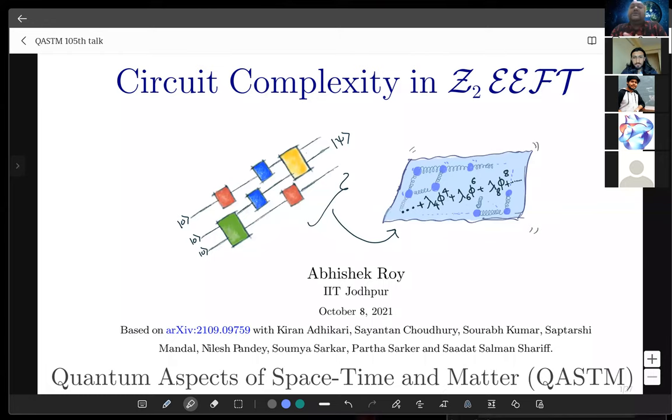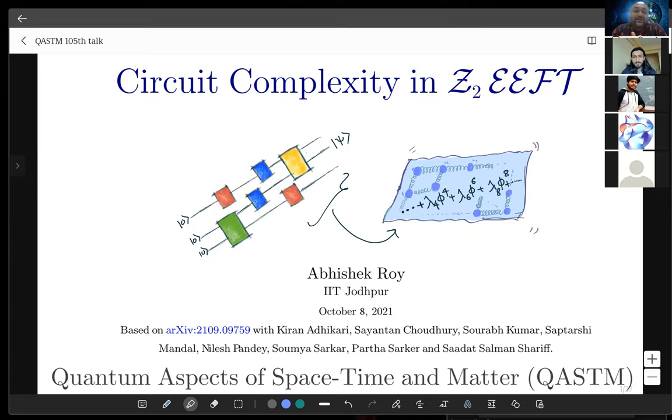Hi guys, today our speaker is Mr. Abhishek Roy from Indian Institute of Technology, Jodhpur. He is going to speak about circuit complexity in Z2 effective field theory.